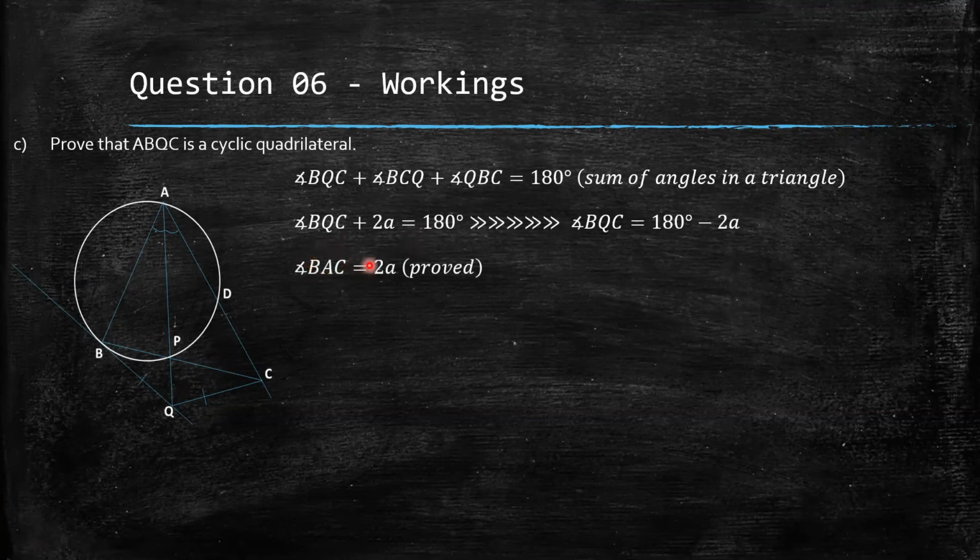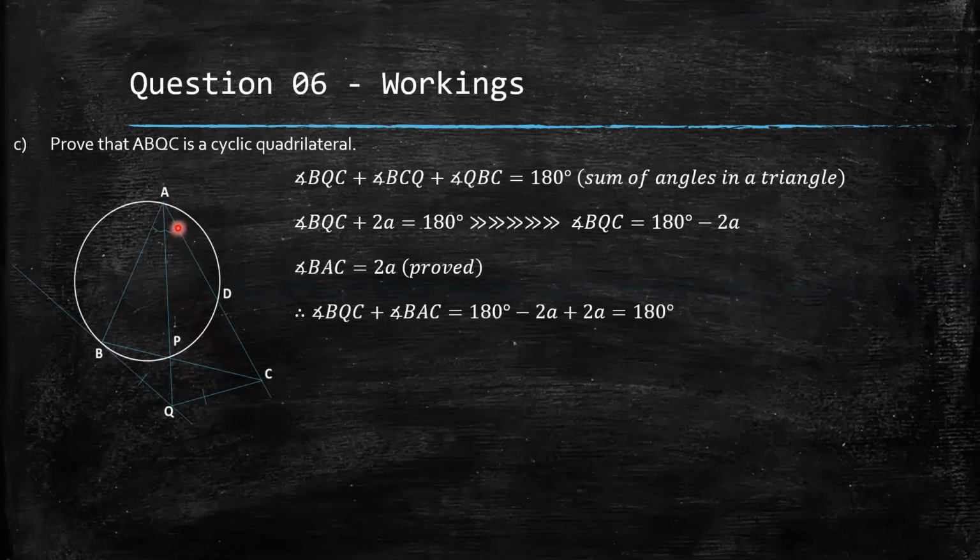Now BAC is 2A. We have proved that BAC is 2A because BAP and PAC are each A. Therefore A plus A will be 2A. Thereby BQC, which is equal to 180 minus 2A, and this is 2A. Therefore, the summation of these opposite angles will be equal to 180 minus 2A plus 2A, which is equal to 180. So now we have shown that two opposite angles sum up to 180.